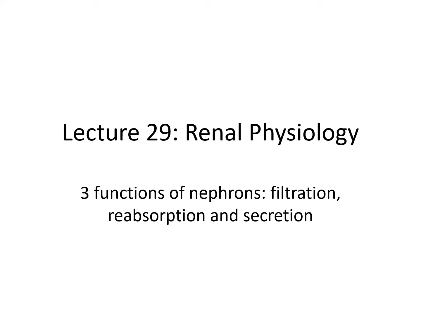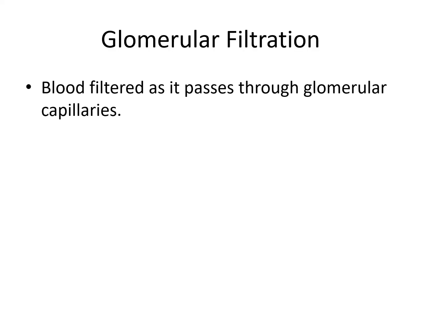So remember, there are three basic processes that are occurring in renal physiology. These are filtration, reabsorption, and secretion. And these are occurring in the nephrons, the functional units of the kidney. Glomerular filtration is when the blood is filtered as it passes through the glomerular capillaries.